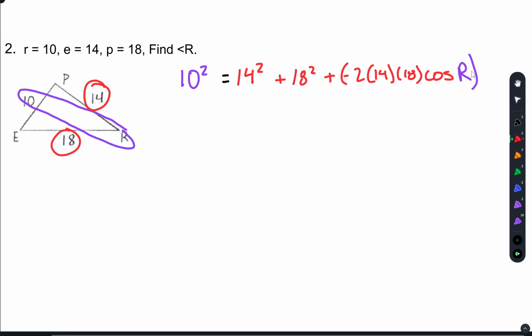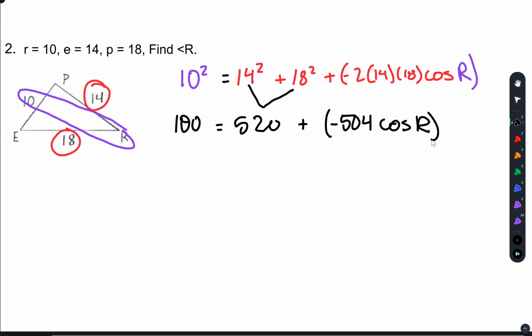So the simplifying that I'm doing is just like getting some whole numbers. So this is like 100 over here. This is 14 squared plus 18 squared gets me like 520. That's this right here. Plus negative 2 times 14 times 18 is negative 504. Everybody good with that? I just did a little tiny bit of simplifying. And now I need R by itself. Here's R.